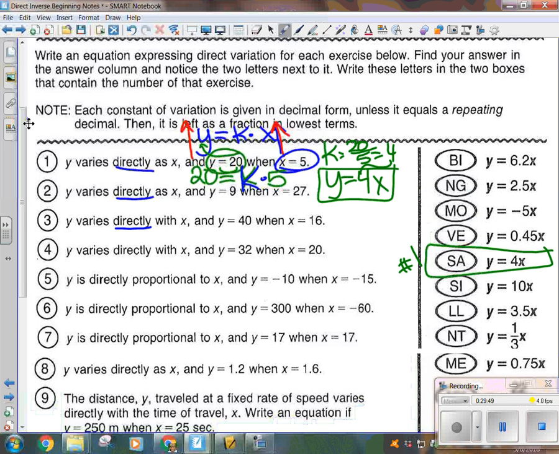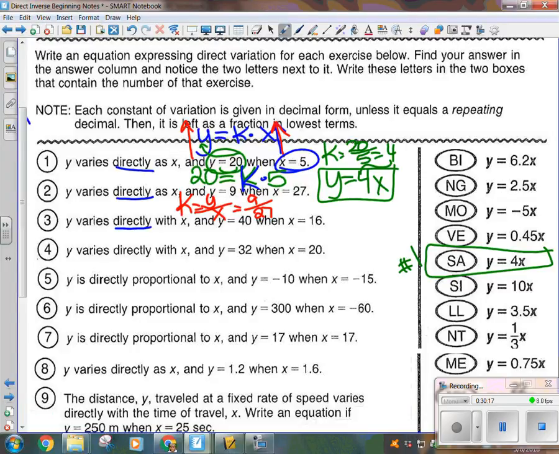How do you get your constant every single time if it's direct? You divide. So for constant k, it's going to be a y number on top and what? X on the bottom. Which number goes on top of this one? 9. Which number goes on the bottom? 27. Guys, that is not 3. It's 1/3. Did y'all see that?